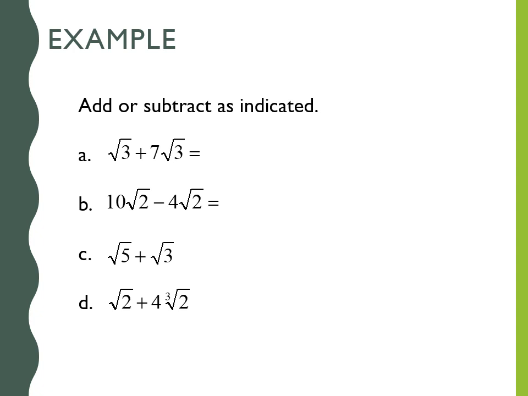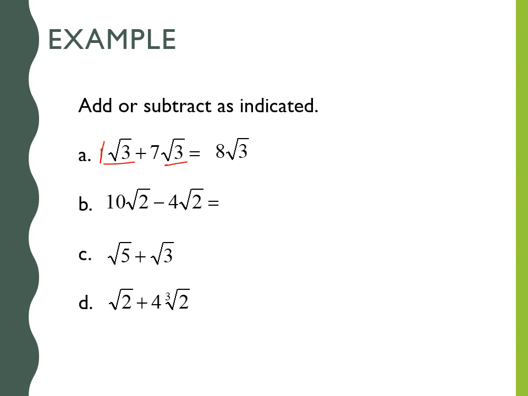So for example, if we look at example A, we have the square root of 3 plus 7 square root of 3. If you notice here, their index and radicand are the same. So therefore, you basically treat them as if they're variables, as if it was an x. If there's no number there, we're just going to add a 1. And so you're asking, what is 1 square root of 3 plus 7 square root of 3, which makes 8 square root of 3.